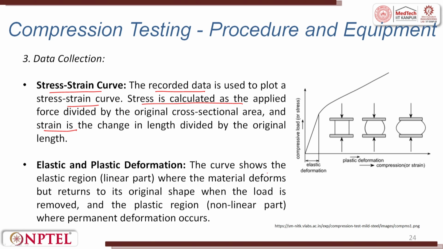The curve shows the elastic region here, that is the linear part. This is elastic deformation that you can see here, where the material deforms but returns to its original shape when the load is removed. And the plastic region is the non-linear part, where permanent deformation occurs. This is the plastic deformation region, going in this direction, and this is compression or strain shown here in the curve.